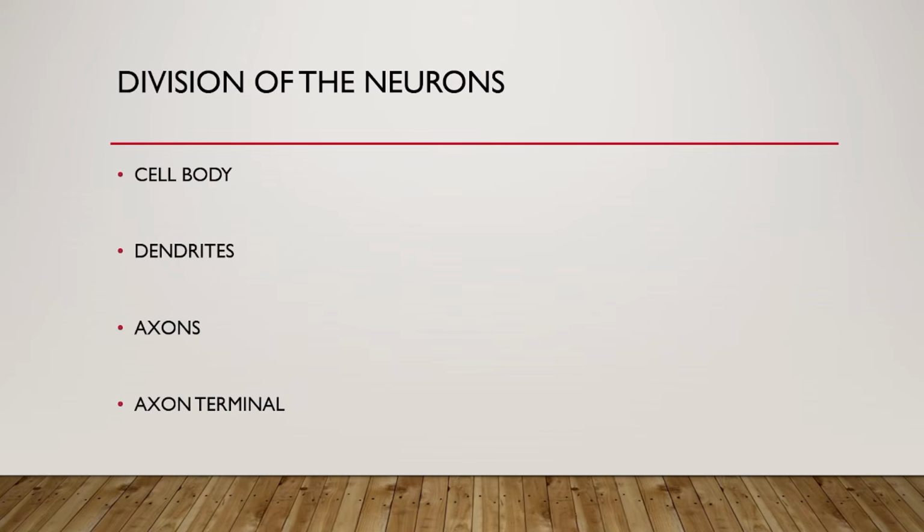Neurons are divided into the cell bodies, the dendrites, axons, and the axon terminal. Another name for the cell body is the soma. So if you want to call it cell body, we call it the soma. It is a key component of the neurons, also known as the nerve cell.